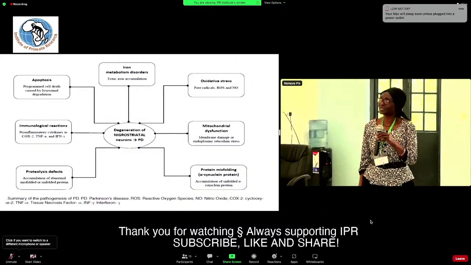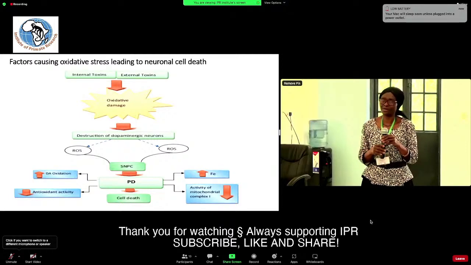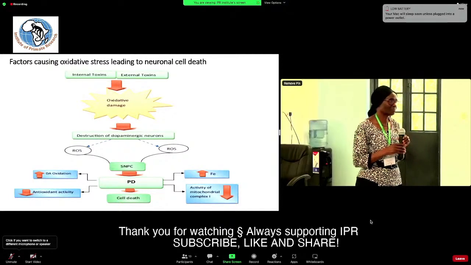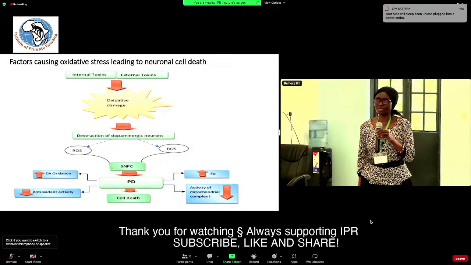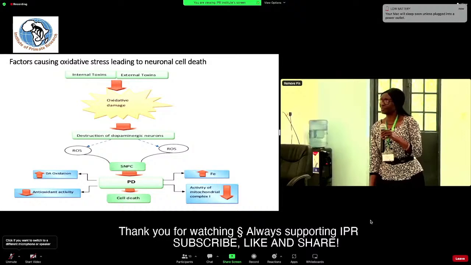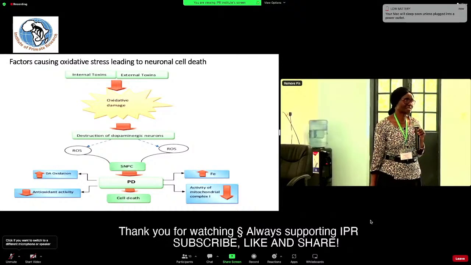Next. So this is again to explain oxidative stress being one of the pathological pathways attributed to causing Parkinson's disease, showing the various ways in which oxidative stress could be generated and its impact on the particular lesion, and how that leads to Parkinsonism.